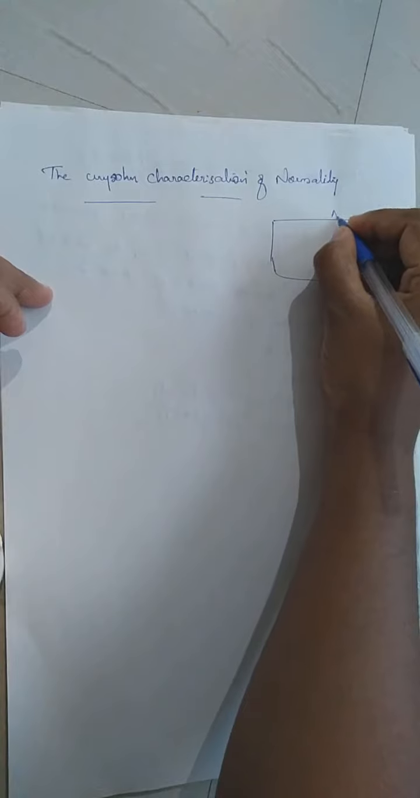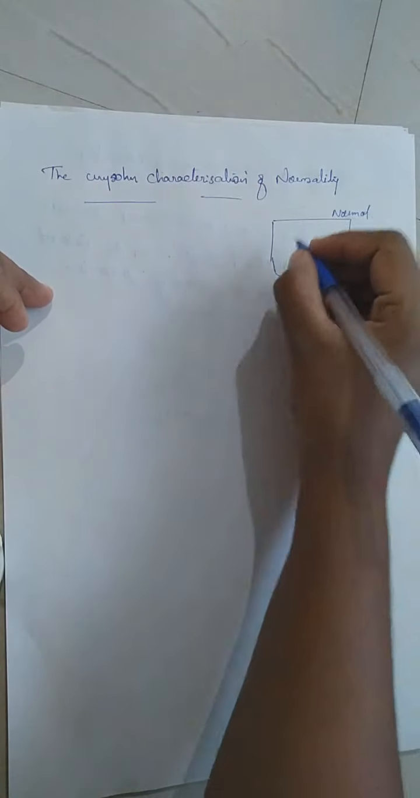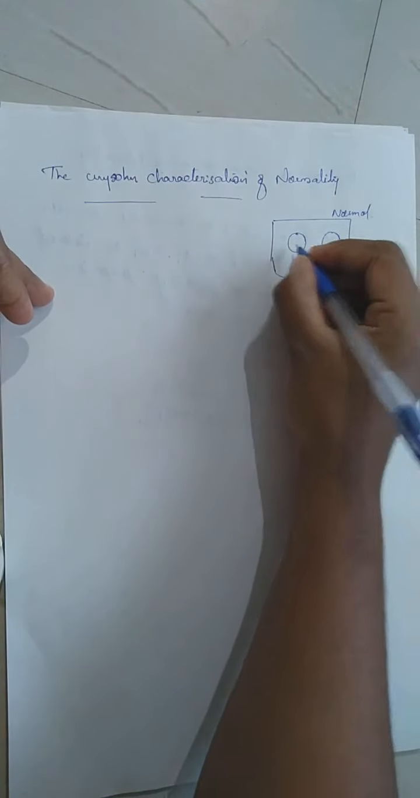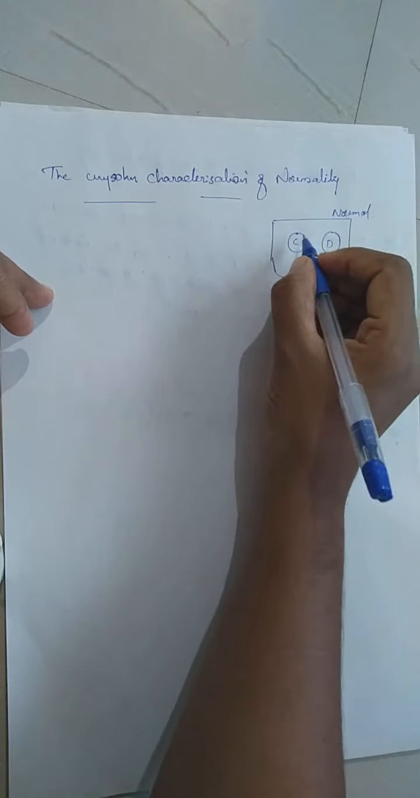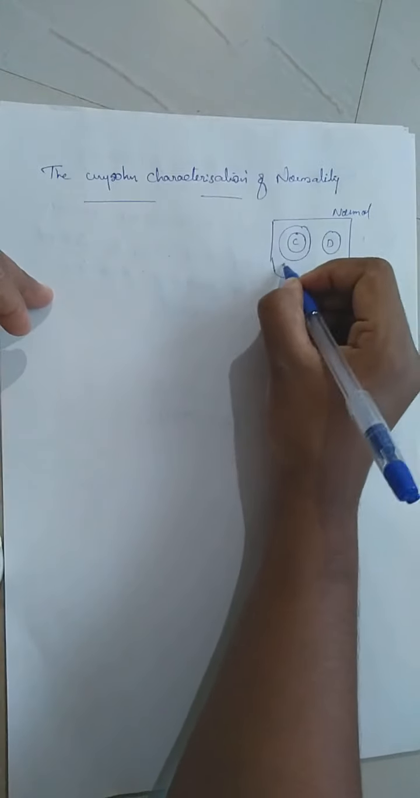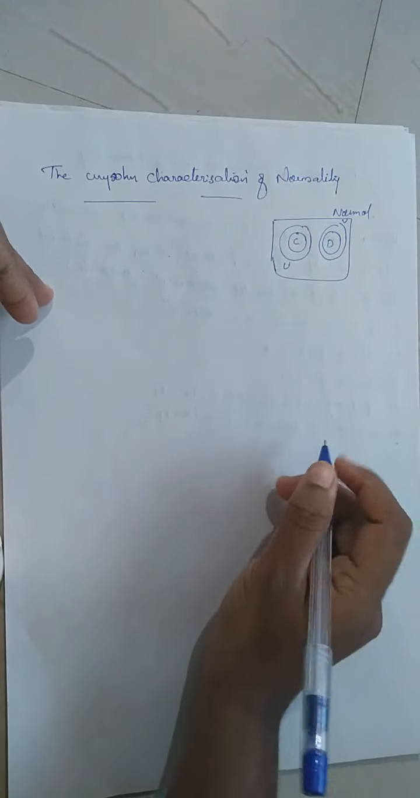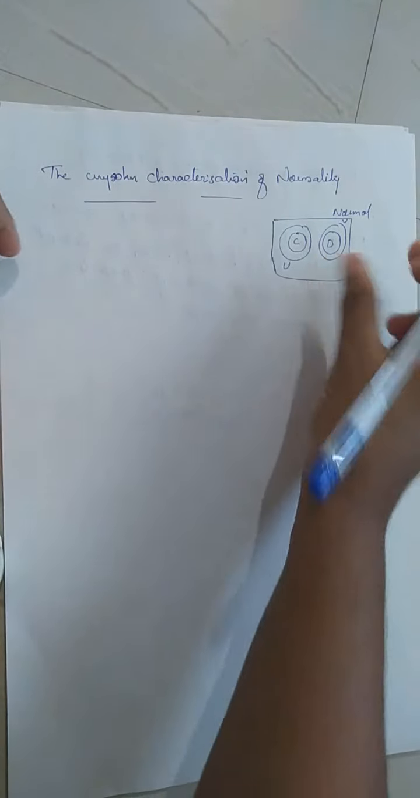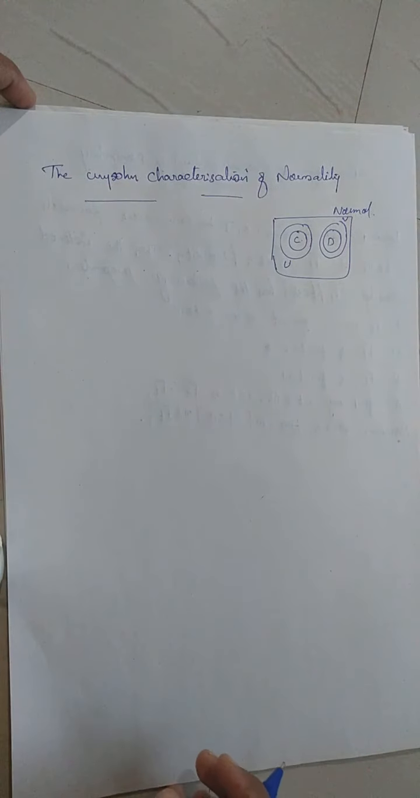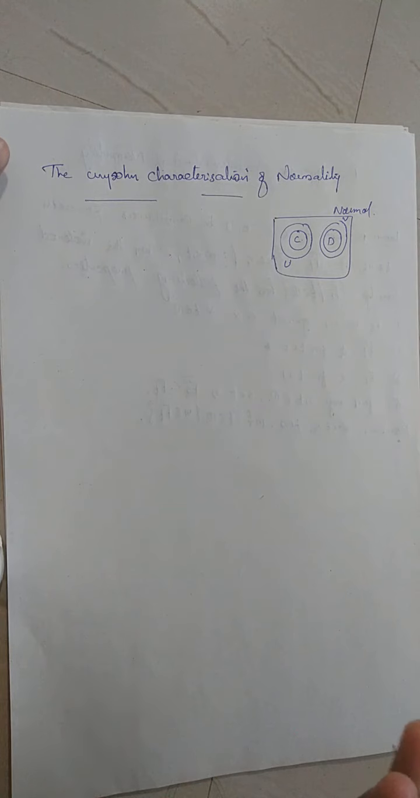So we all know what normal spaces are. A space is said to be normal if, considering any two disjoint closed sets C and D, there exist disjoint open sets U and V such that C is contained in U and D is contained in V. That is the basic definition of normality. Now in this section, we are going to prove a characterization for a space to be normal.